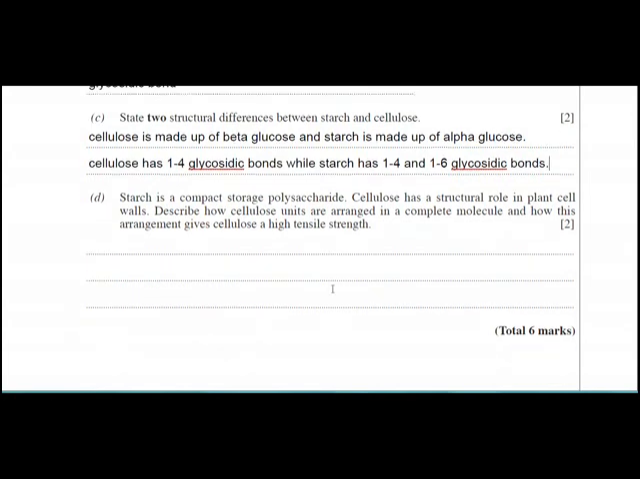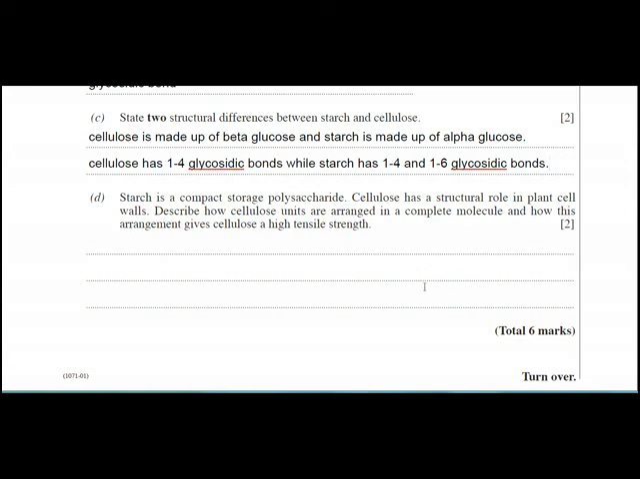We're coming on to part D. This is the last part. It states that starch is a compact storage polysaccharide and cellulose has a structural role in plant cell walls. Hopefully you know that. Starch is a storage polysaccharide, a store of energy, of course, in the form of glucose, whereas cellulose has a purely structural role.